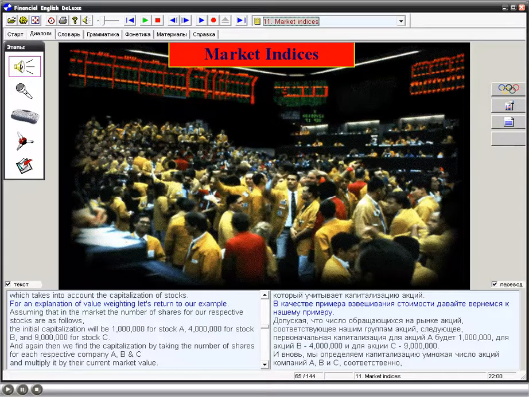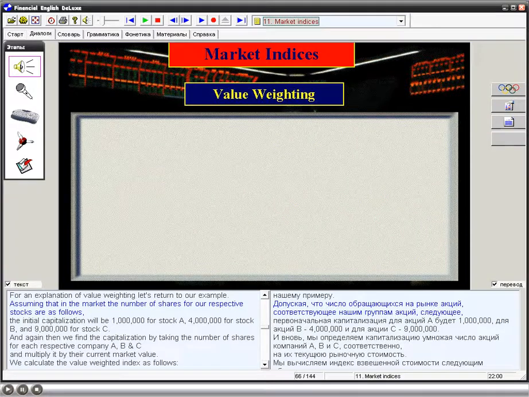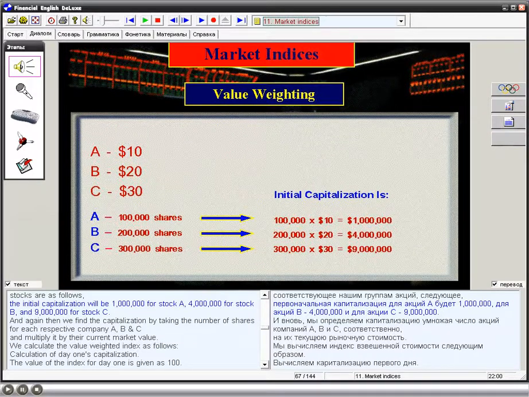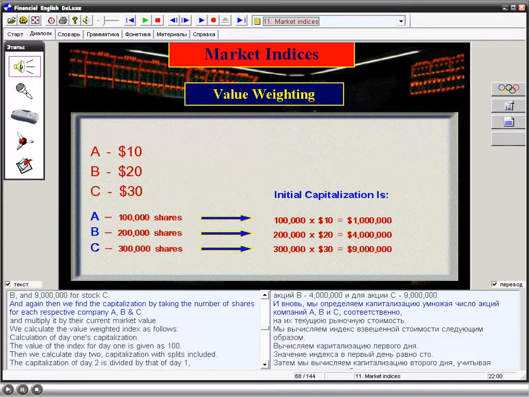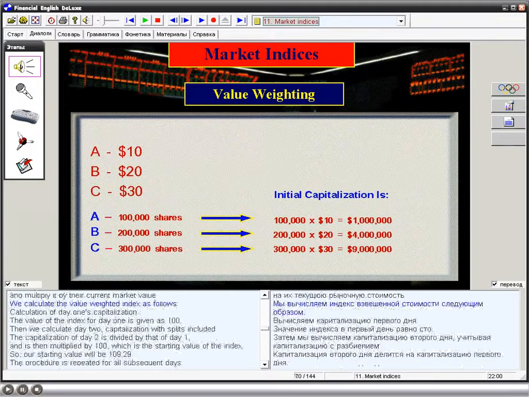For an explanation of valuating, let's return to our example. Assuming that in the market the number of shares for our respective stocks are as follows. Their initial capitalization will be 1 million for stock A, 4 million for stock B, and 9 million for stock C. And again, the way we find the capitalization is by taking the number of shares for each respective company, A, B, and C, and multiply it by their current market value.